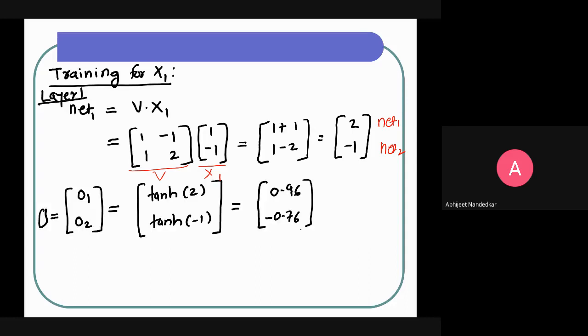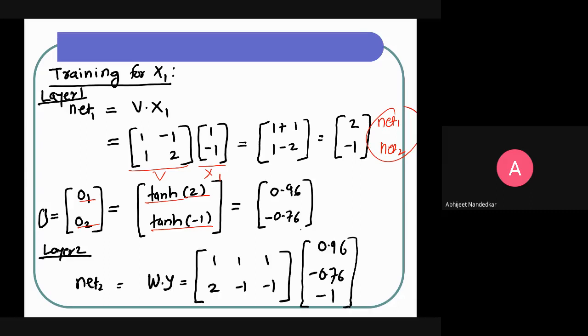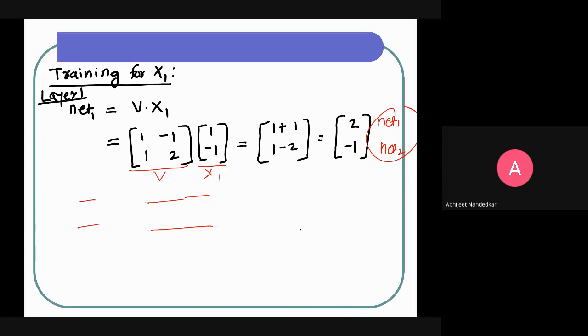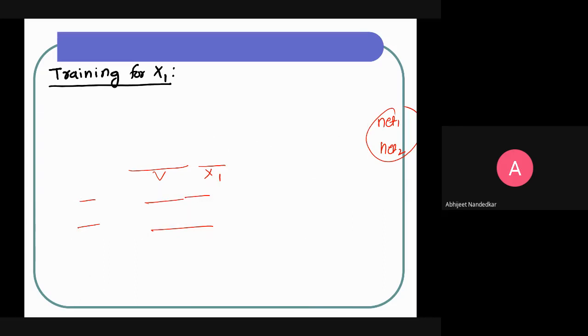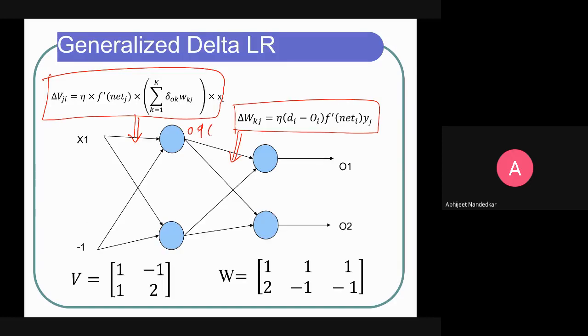Now these two net values we will pass through tanh function so that you will get output directly for hidden layer. So this is 0.96 and minus 0.76, these are outputs for hidden units.